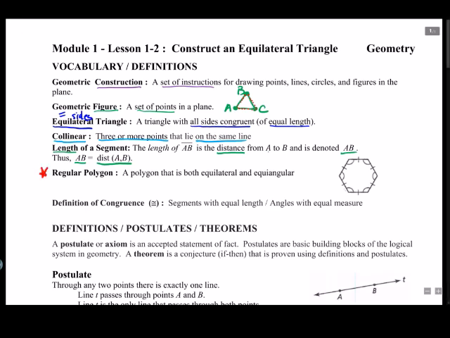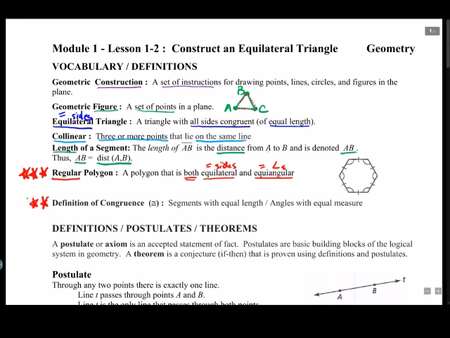Next here is a very important vocabulary word. A regular polygon is a polygon that is both equilateral, so equal sides, and equiangular, equal angles. Notice here on our diagram, all of the sides are marked congruent and all of the angles are marked congruent. So regular polygons are going to be very important to us.